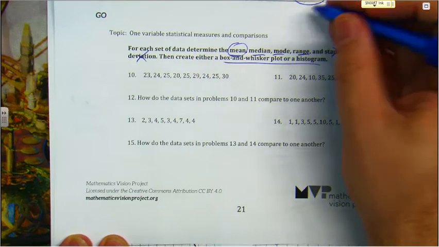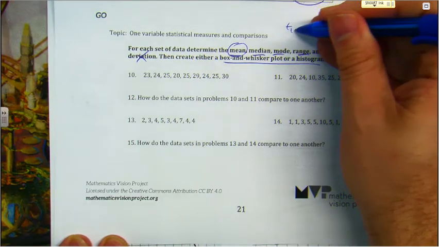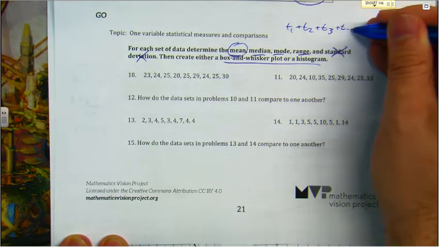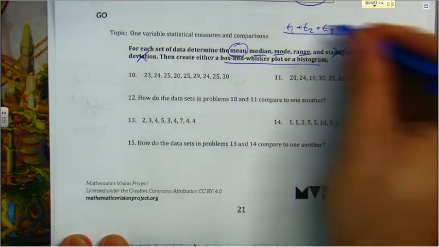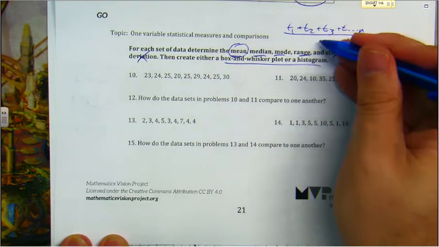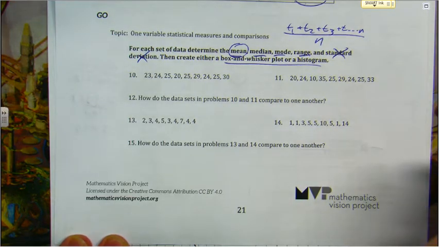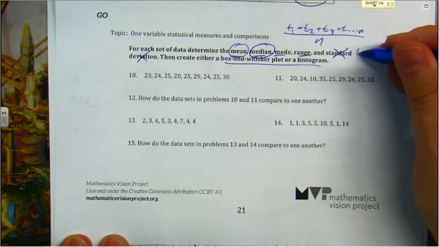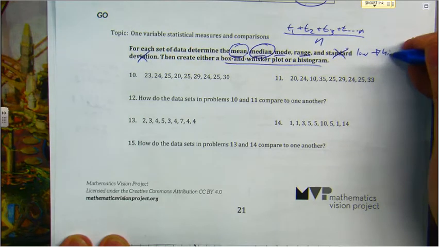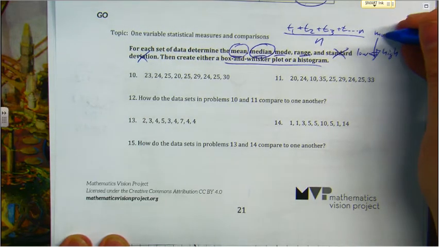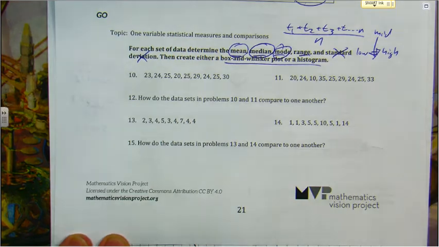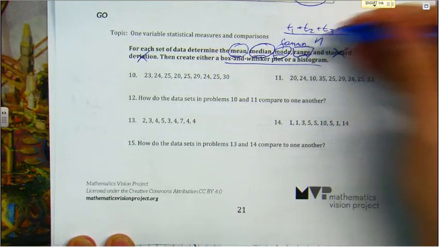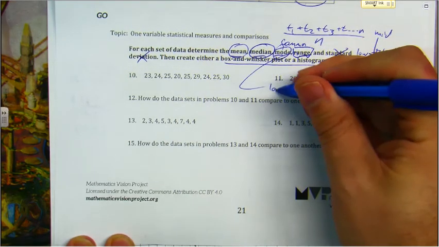You know, we add them all up. So we have like term 1 plus term 2 plus term 3 plus term n. And what we're going to do is once we have all of these different terms, we'll then divide it by n, and that will be our mean. Our median is when we line everything up from lowest value to highest value and then find the midpoint. Our mode is the most common occurring number, and our range would be from low to high.